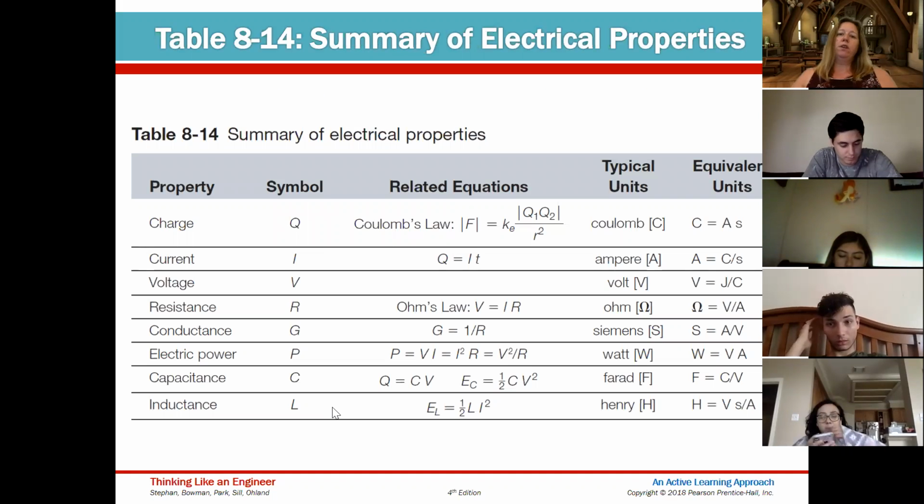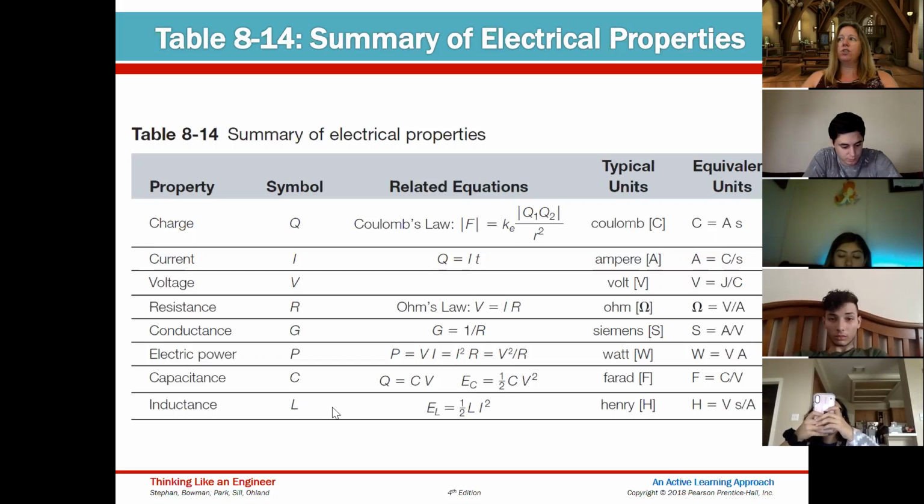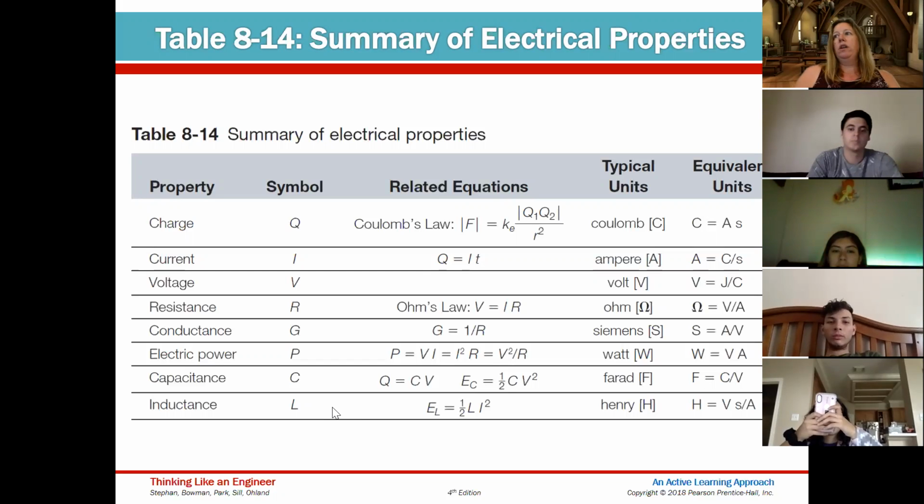In your textbook, you'll find Table 8-14, which goes over most of the electrical concepts that you will need to know out of the basics. So what is a charge? A charge is represented in units of coulombs, and a coulomb is equal to an amp times a second. Our current is equal to our charge divided by time, so that coulomb divided by seconds will get you to your amps. If you rearrange that first equation, you get the second.